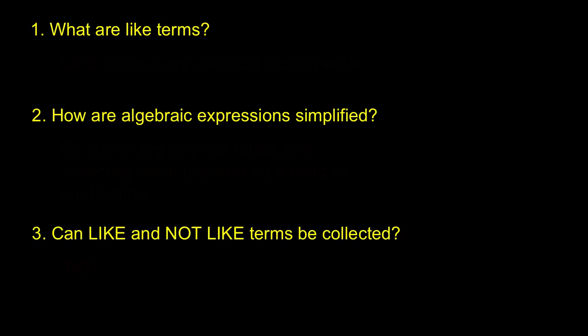In this how-to video, we're going to have a look at how to simplify algebraic expressions by collecting like terms. So the first question we really need to remind ourselves of is what actually is a like term? And the answer is here. Like terms have identical pronumerals. A pronumeral is the letter part of a number.